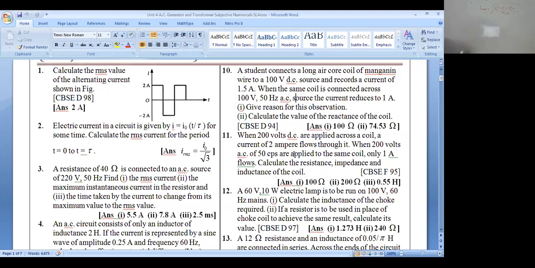Here in this figure you can see, this is the figure here, going on this way. So here this is the 2 ampere current and this is the time here, and you can find out the RMS value.